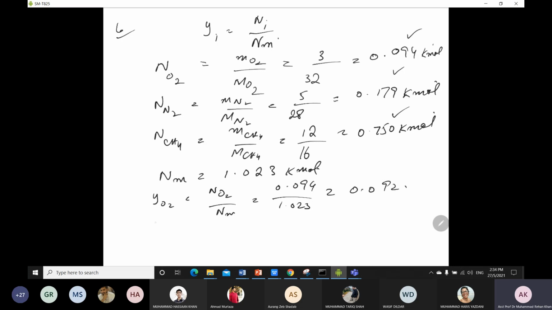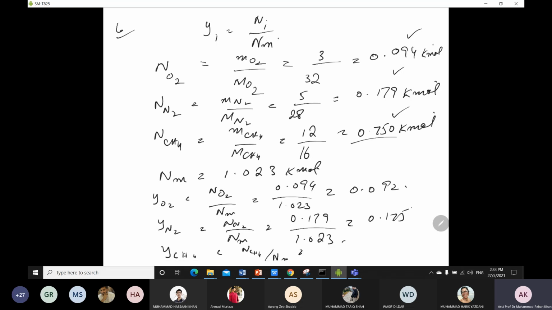It will be equal to 0.092. The mole fraction of N2 is the number of moles of N2 over the number of moles of the mixture, so 0.179 over 1.023, which is equal to 0.175. Using the same procedure, the mole fraction of CH4 is the number of moles of CH4 over the number of moles of the mixture. Taking the ratio 0.75 over 1.023, it turns out to be 0.733.